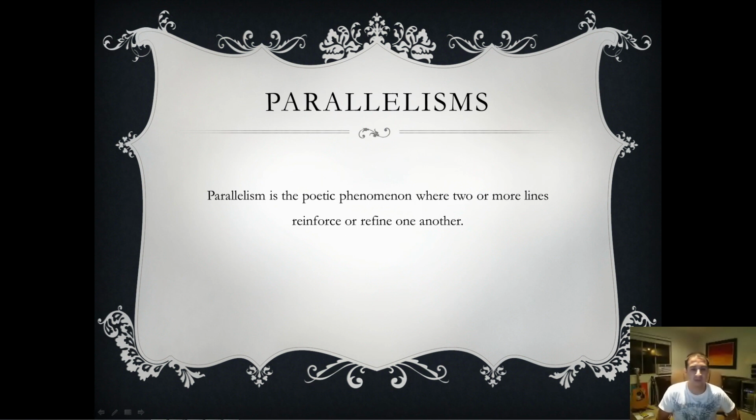A broad definition could be something like what I have here. Parallelism is the poetic phenomenon where two or more lines reinforce or refine one another. Essentially what that means is you've got a poem with all these various lines. Well, the idea in those lines is somehow going to reinforce or refine, either by contrast or in some way. They're going to work together artistically to modify each other. And the fact that you've got these various statements doing that is called a parallelism. That's the most basic definition.